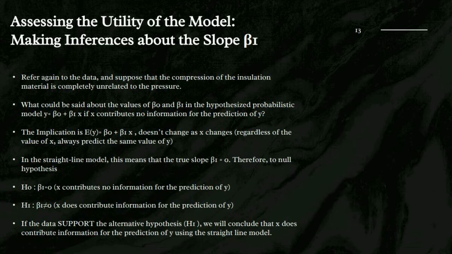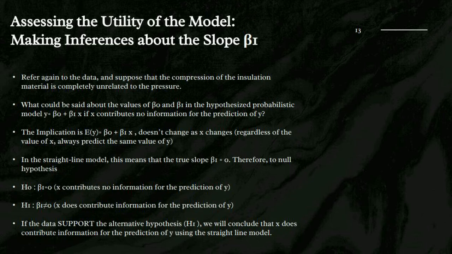Okay, so I will explain assessing the utility of the model, making inferences about the slope beta 1. Refer again to the data. Suppose that the x variable is completely unrelated to the y variable. What could be said about the values of beta 0 and beta 1 in the hypothesized probabilistic model for y if x contributes no information for the prediction of y? The implication is that E(y) = beta 0 + beta 1 x does not change as x changes; regardless of the value of x, we always predict the same value of y. In the straight line model, this means that the true slope beta 1 equals 0.